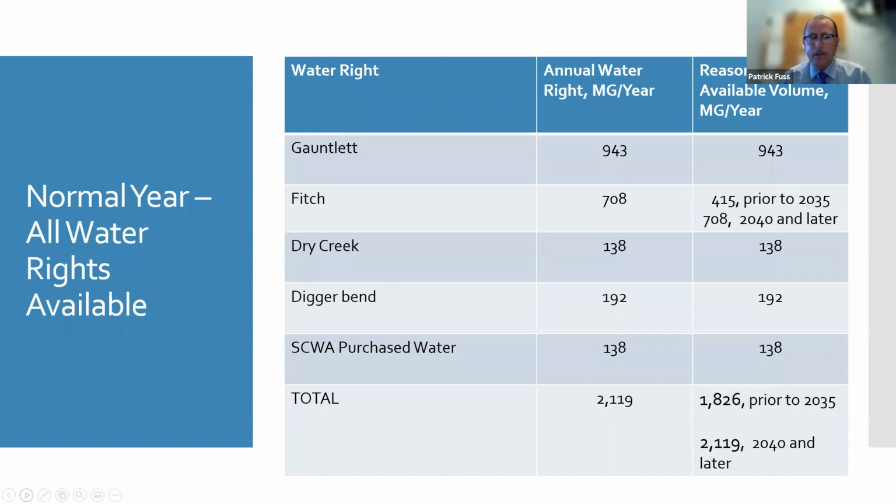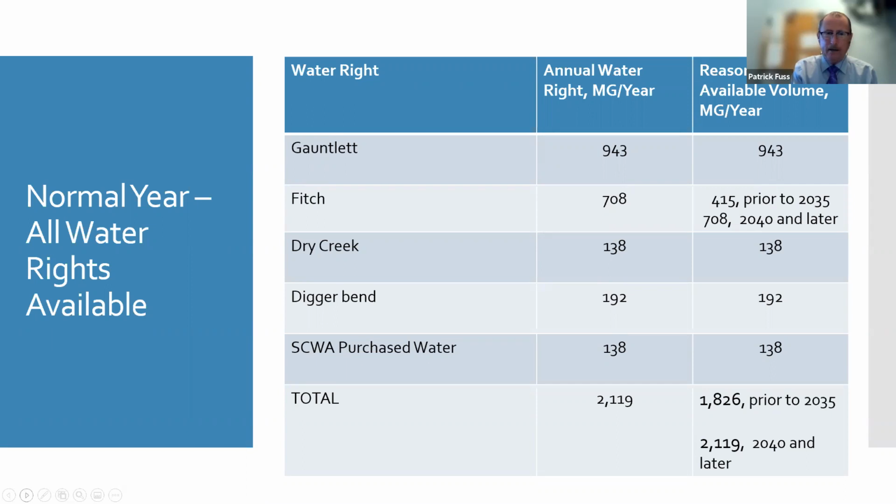So under ordinary years, ordinary rainfall amounts, we would be able to use our full complement of water rights. We have 4 of our own water rights. They're at Gauntlet, Fitch, Dry Creek, and Diggers Bend. We also have a purchased water right from Sonoma County Water Agency, currently Sonoma Water. The total water right that's available to us is 2,119 million gallons. We can't use all of that right now.